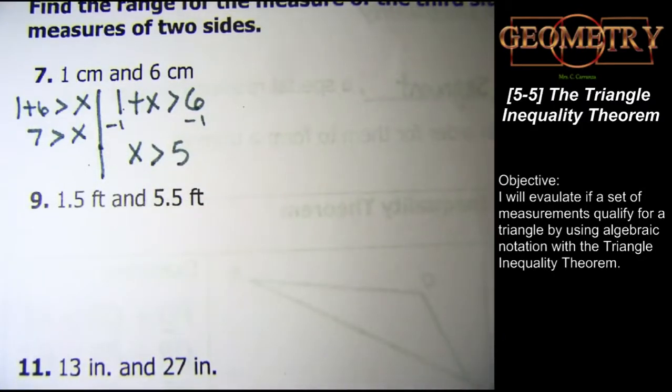So when I hand you these 2 sticks, one at 1 centimeter, one at 6 centimeters, and I go, how long do you want the third one? You can't tell me anything smaller than 5, because x has to be bigger than 5. So you want something between 5 and 7.